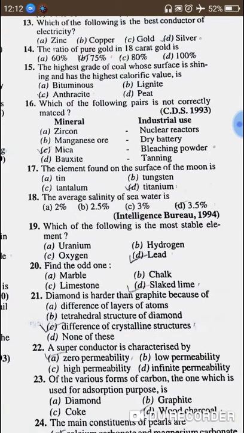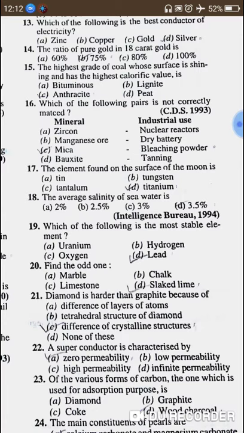Next question. Find the odd one. Here the options are marble, chalk, limestone and slaked lime. Marble, chalk, limestone, these three are solid, but the one which is slaked lime is liquid. The slaked lime is different. However, all are having calcium as a common component. Next, diamond is harder than graphite because, and our answer is difference of crystalline structure. So diamond is harder than graphite because of its difference in crystalline structure.